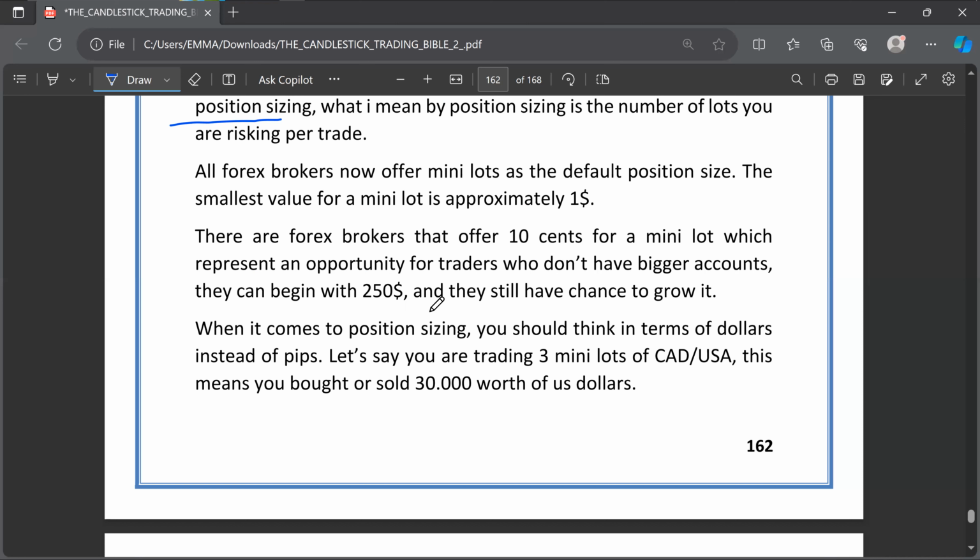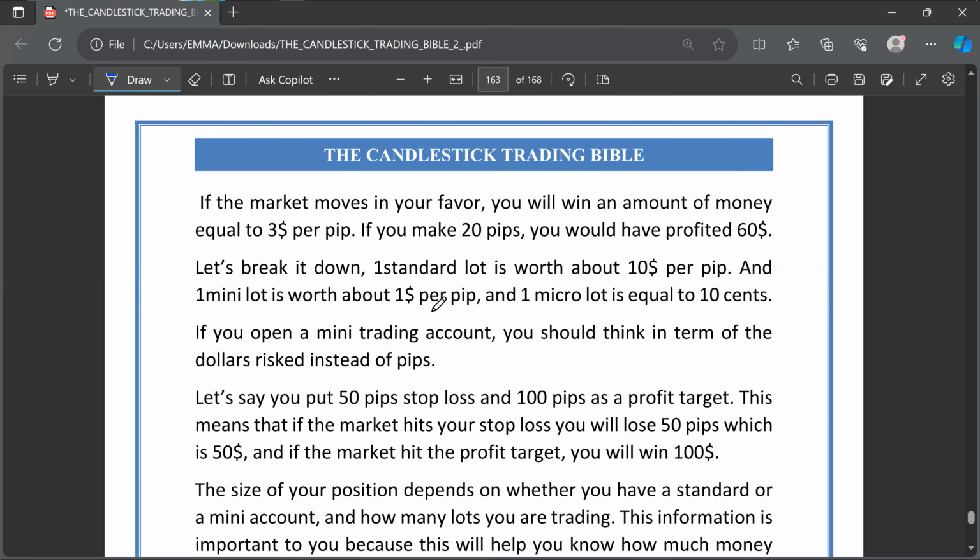Let's say you are trading 3 mini lots of CAD USD, the Canadian dollar versus the US dollar. This means you bought or sold 30 worth of what? Of USD dollars. I don't want to bore you, you might get confused. Let's read. If the market moves in your favor, you will win an amount of money equal to $3 per pip. So each pip is going to give you $3. Now, a pip is the movement of price.